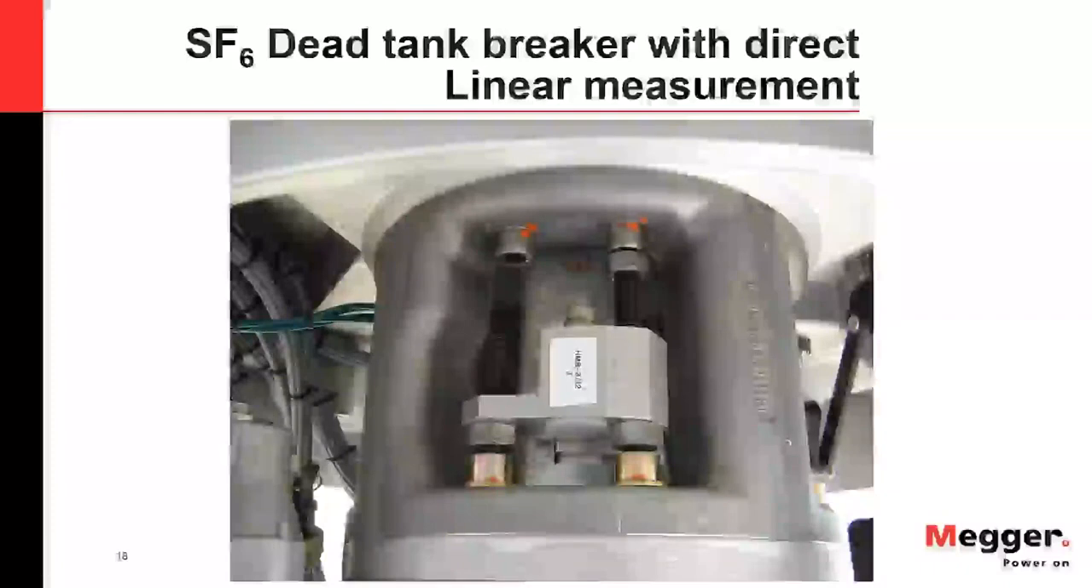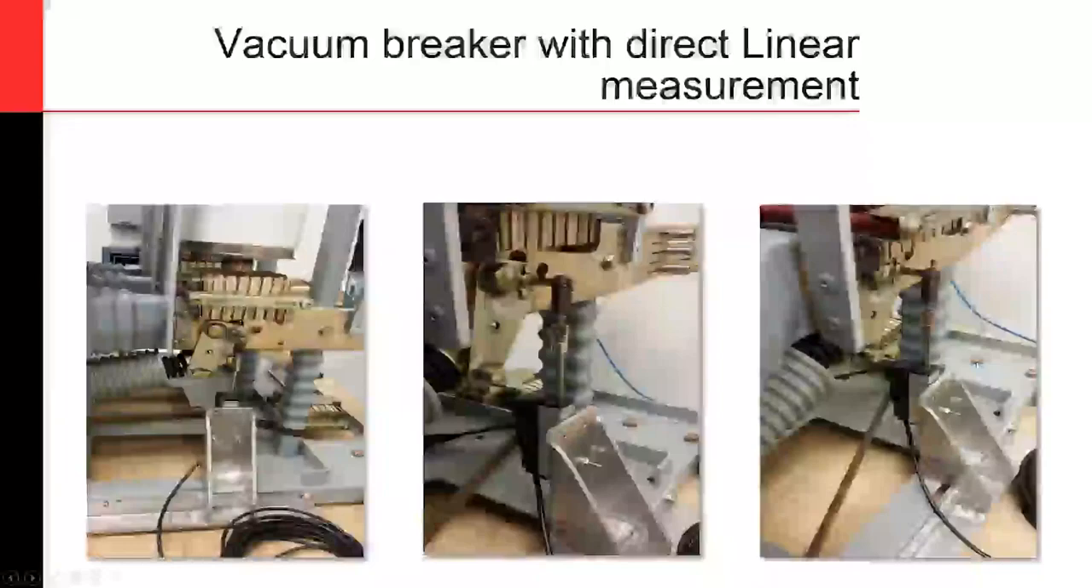So as that mechanism drives in and out, it drives that interrupter in and out, and we're hooking directly to that and measuring the exact stroke of that interrupter and the exact velocities over travel and all the related parameters that go along with the stroke there.